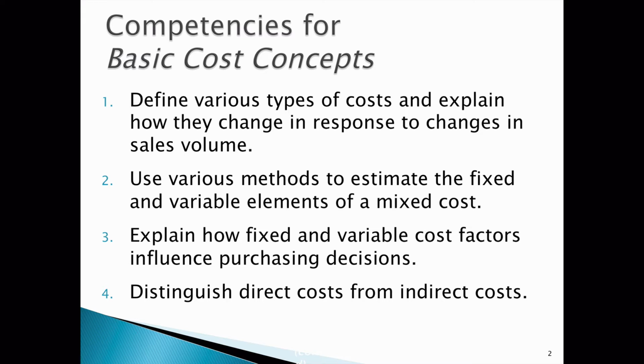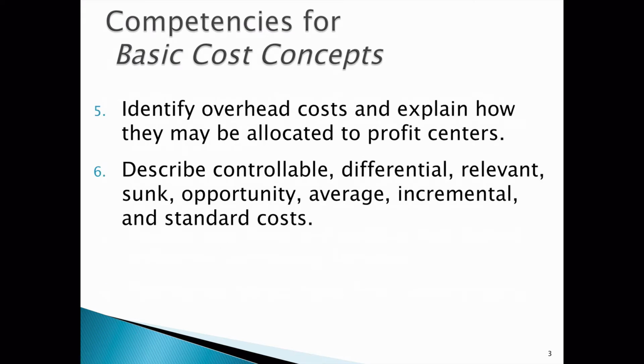Third, we're going to explain how fixed and variable costs and factors influence purchasing decisions. And 4, we're going to distinguish direct costs from indirect costs. And finally, 5, we're going to identify overhead costs and explain how they may be allocated to profit centers. And finally, 6, we're going to describe controllable, differential, relevant, and other costs at the end of this lecture.